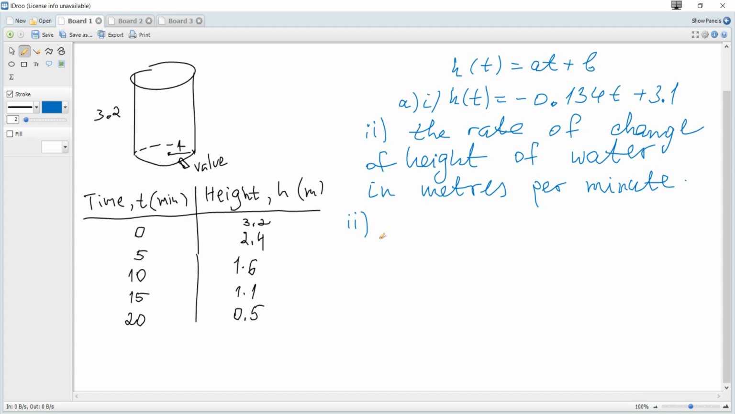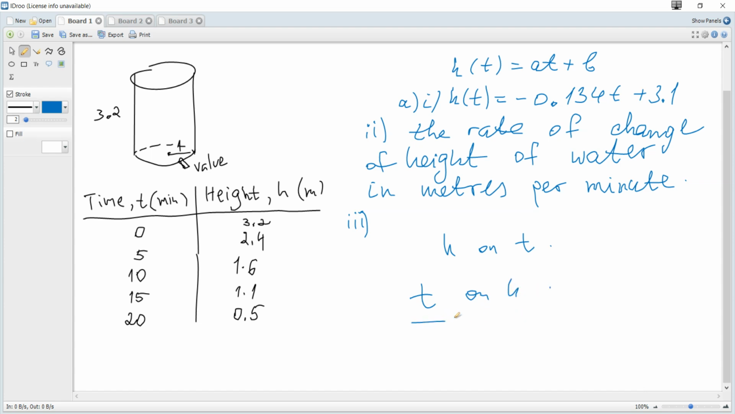Eve uses the equation of the regression line of h on t to predict the time it will take for all the water to drain out of the container. And the question is, suggest why Eve's use of the linear regression equation in this way could be unreliable, 1 mark. So unreliable because we cannot use h on t graph or equation to estimate or to predict t on h.